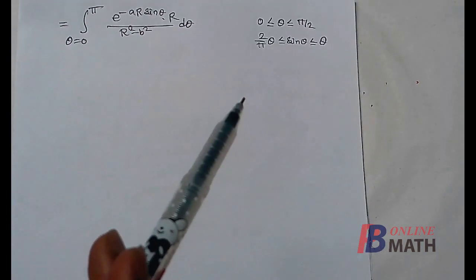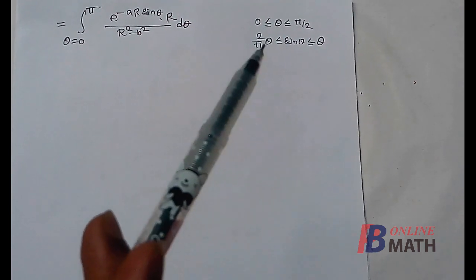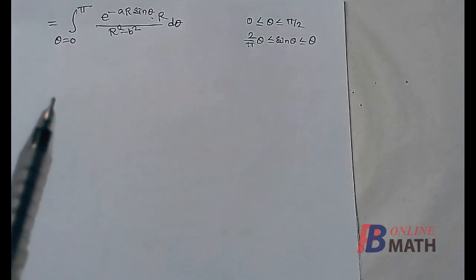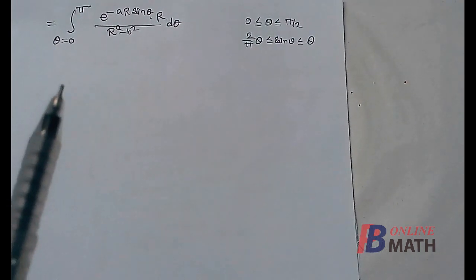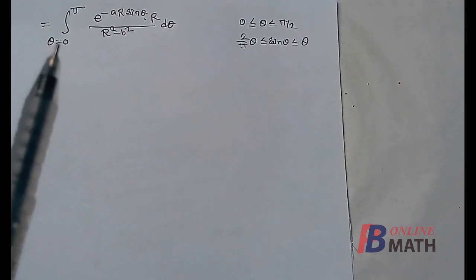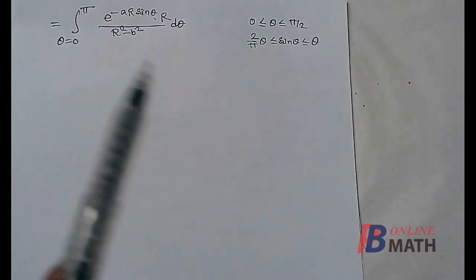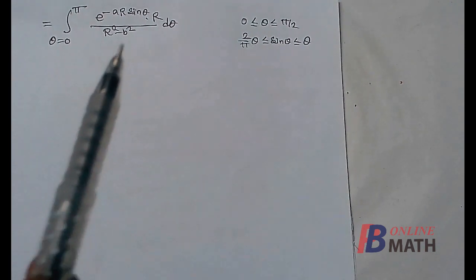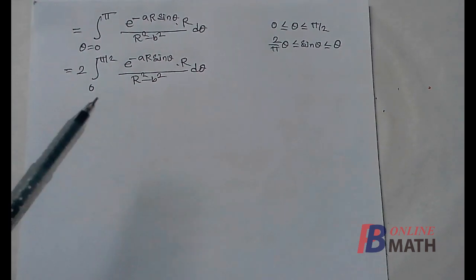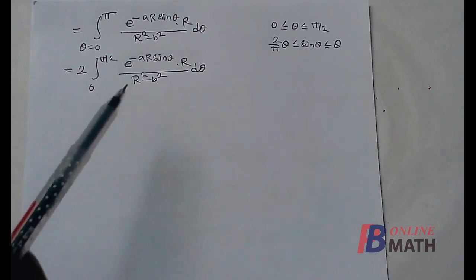Next we shall use this Jordan inequality. We know that this inequality is valid if theta lies between 0 and pi by 2, but here the value of theta lies between 0 and pi. So first of all we have to convert this upper limit from pi to pi by 2, and we know that sin(pi minus theta) is always sin theta. So by a well-known property of definite integral, we can write it as 2 into the integral from 0 to pi by 2 of this integrand.